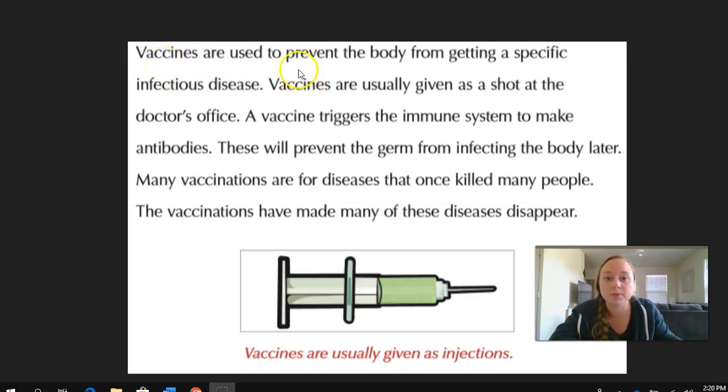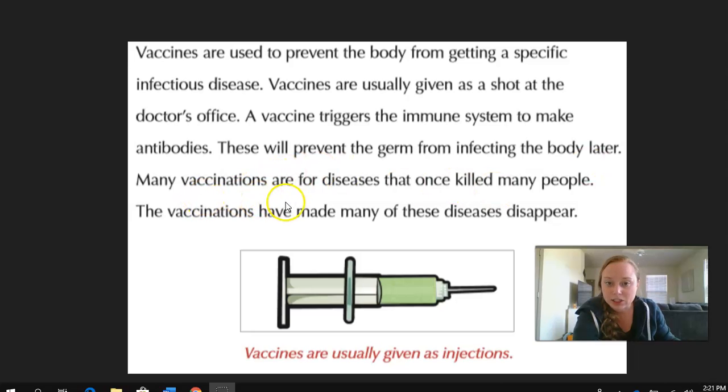Vaccines are used to prevent the body from getting a specific infectious disease. Vaccines are usually given as a shot at the doctor's office. A vaccine triggers the immune system to make antibodies. Remember, those antibodies are what helps fight the disease. These will prevent the germs from infecting the body later.